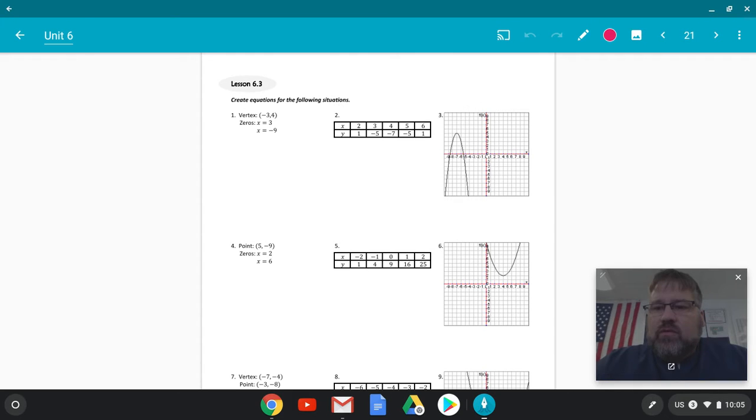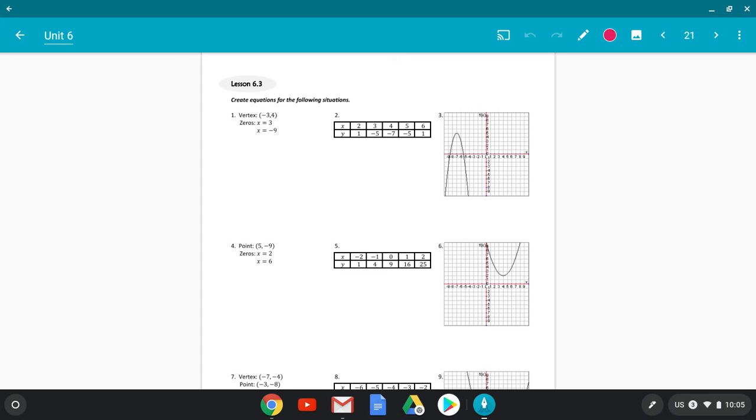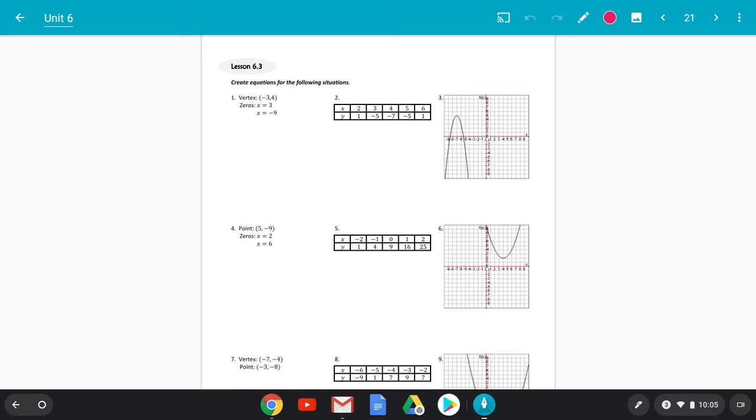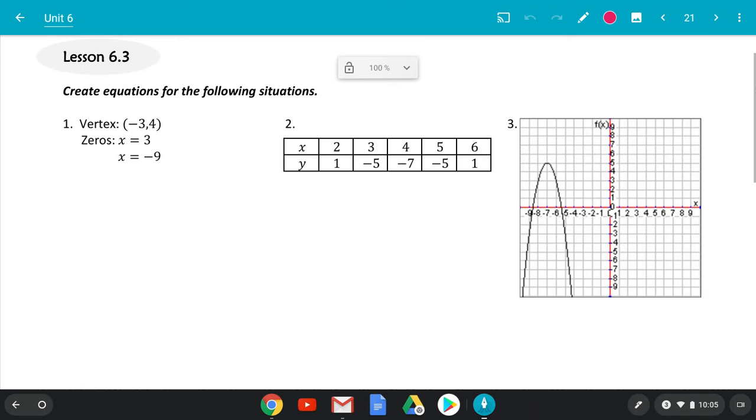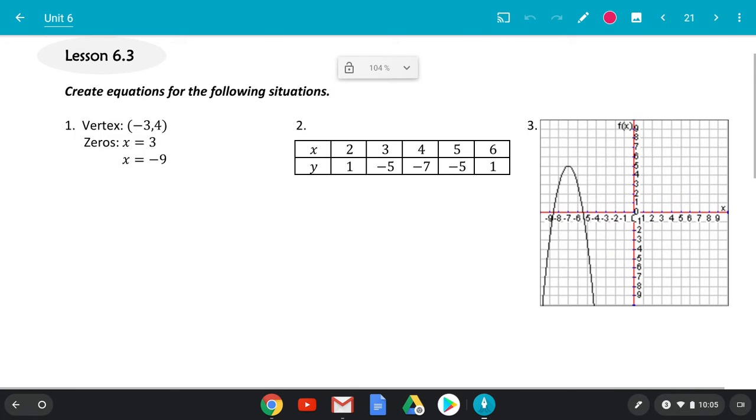Those problems that were given to you for homework from section 6.3. Let's go to work. Only problems you had to do were numbers 1, 2, and 3. And basically what we're doing here is we are trying to create equations for the following situations.